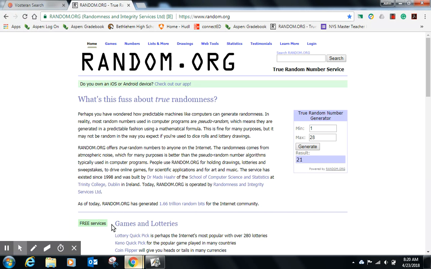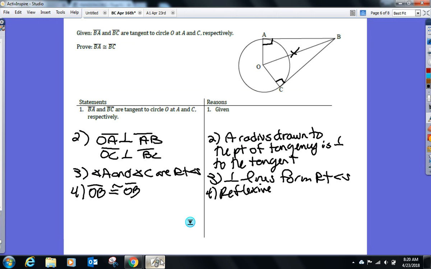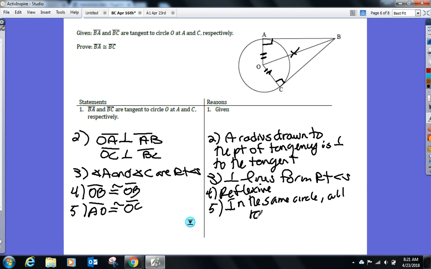And there should be two other segments up here that are congruent. 19. AO congruent to OC because they're both what? Yep, and make sure we say what here? We're not going to say all radii are congruent because that's a false statement. All radii are not congruent. Maya? In the same circle, yes. All radii are congruent.